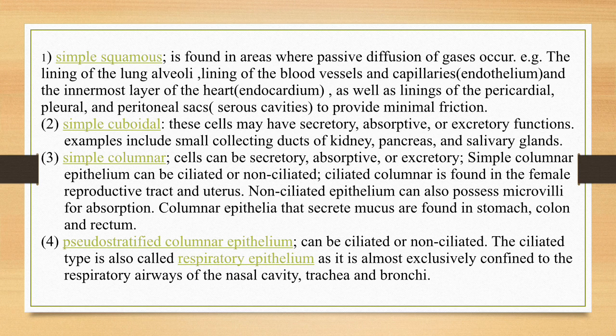Simple squamous is found in areas where passive diffusion of gases occurs: the lining of the lung alveoli, lining of the blood vessels and capillaries, endothelium, and the innermost layer of the heart, as well as lining of the pericardial, pleural, and peritoneal sacs to provide minimal friction.